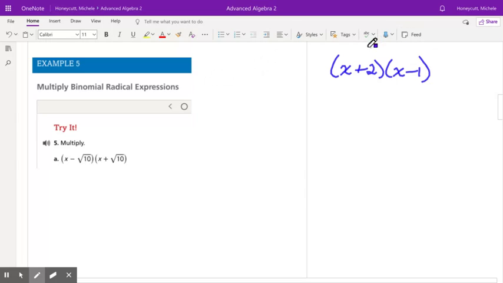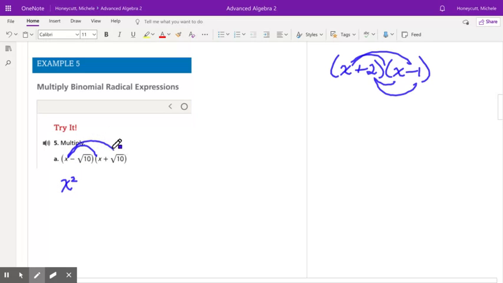I like to distribute. So if I were to multiply these two binomials, I would distribute the x to the x, x to the negative 1, 2 to the x, and 2 to the negative 1. Well, I'm going to do the same thing here. I'm going to distribute x times x. X times x is x squared.